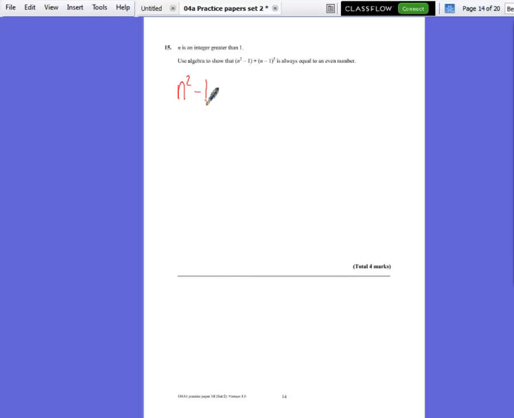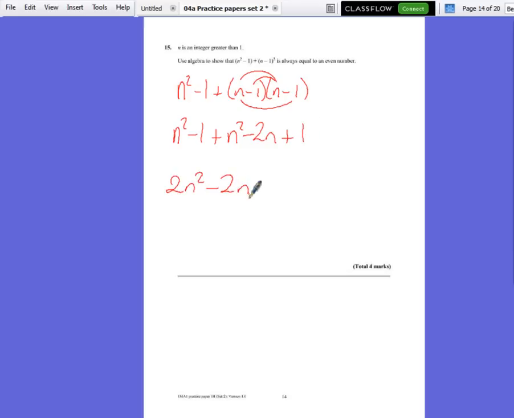So the first bit is just n squared minus 1, and if we expand n minus 1 squared, it just means n minus 1 times n minus 1. So n squared minus 1, we'll leave that bit alone, and if we expand this bit using FOIL, n squared, and then the outside's n times minus 1, and minus 1 times n will give us minus 2 n's altogether, and then minus 1 times minus 1 is plus 1. If we simplify that together, we've got 2 n squareds, we've got minus 2 n's, and then the minus 1 and the plus 1 cancel each other out.